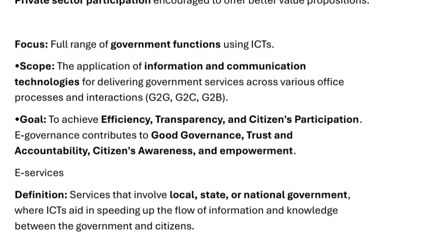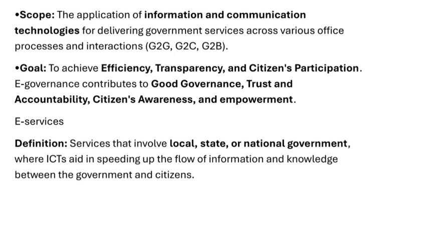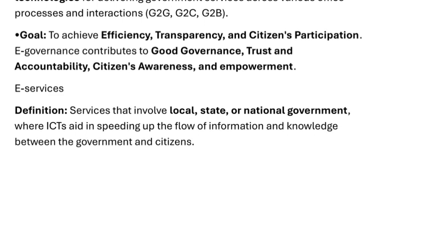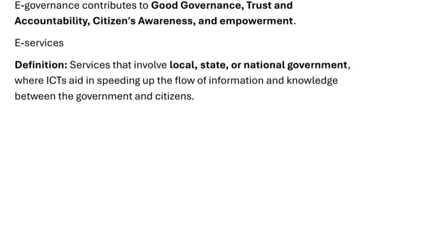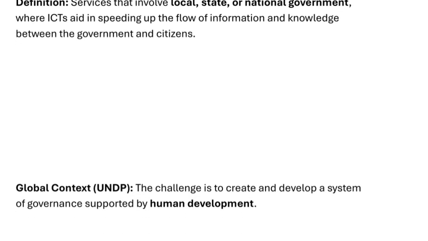Focus: the full range of government functions using ICTs. Scope: the application of information and communication technologies for delivering government services across various office processes and interactions, G2G, G2C, G2B. Goal: to achieve efficiency, transparency, and citizens' participation. E-governance contributes to good governance, trust, and accountability, citizens' awareness, and empowerment. E-services definition: services that involve local, state, or national government, where ICTs aid in speeding up the flow of information and knowledge between the government and citizens.